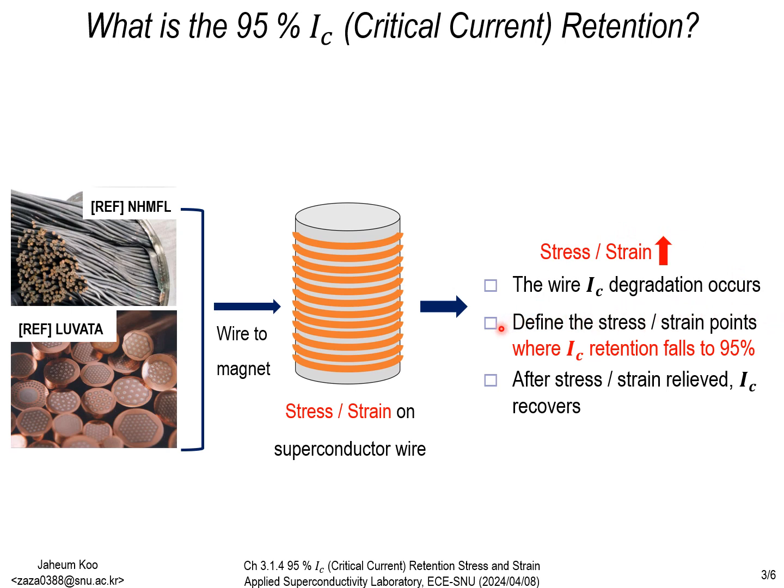We can define 95% critical current retention as the condition where the stress and deformation reduce the wire's critical current to no less than 95% of its original value. Under this condition, if the stress and deformation are relieved, the critical current can recover back to its original level.